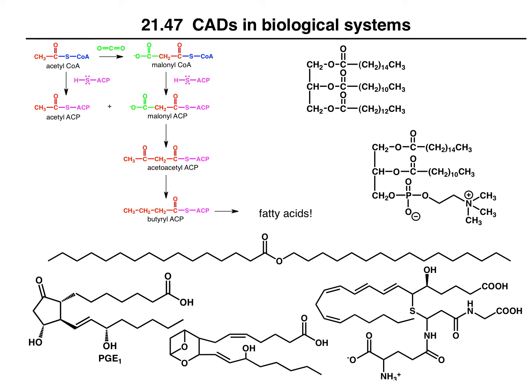Now, the fatty acids can then react with glycerol to form triacyl glycerols. So these are fats and oils. These are responsible for energy storage. They can be converted into phospholipids, and these are important components of cell membranes. They can be converted into waxes, like this compound. These are important on leaves or fur and feathers. They offer water-repellent protective coatings.